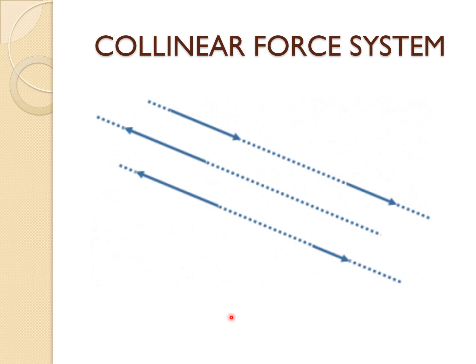If more than one force is acting on an object, then it is called a force system. One such force system is called a collinear force system. In a collinear force system, all the forces acting will have the same line of action.